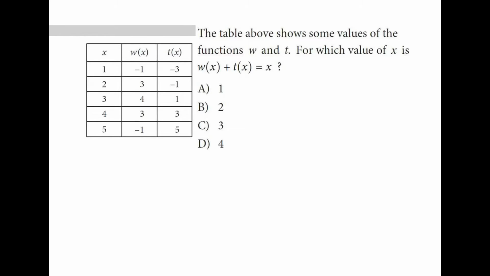So they want to know when is w of x plus t of x equal to x. So what we're looking at is when can this column plus this column equal this one on the left. So if you just start going row by row, negative 3 plus negative 1 is not 1. 3 plus a negative 1 is 2. So there's our answer.